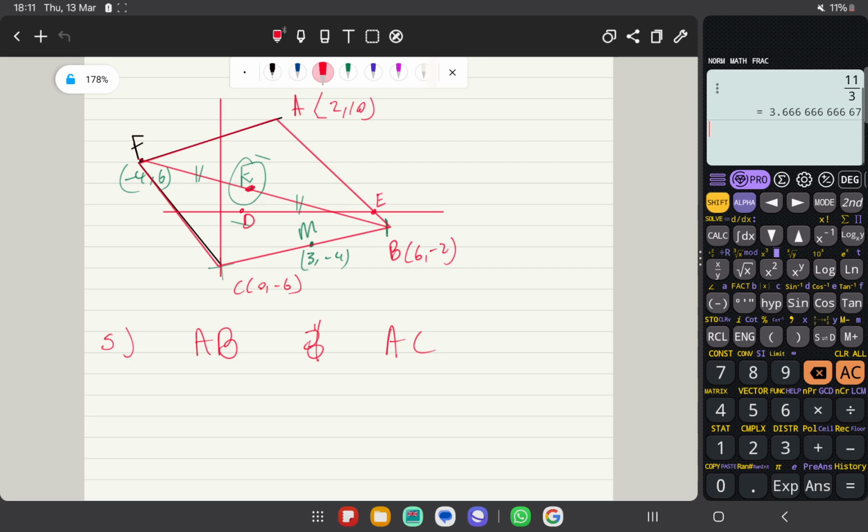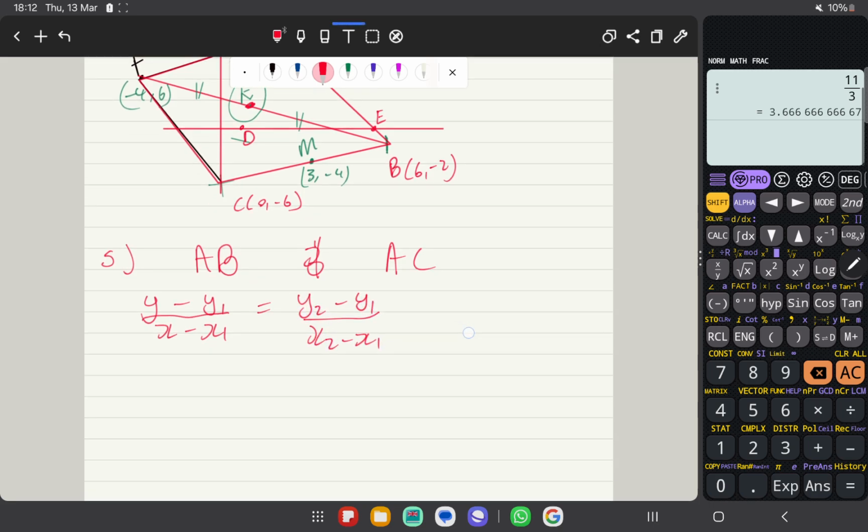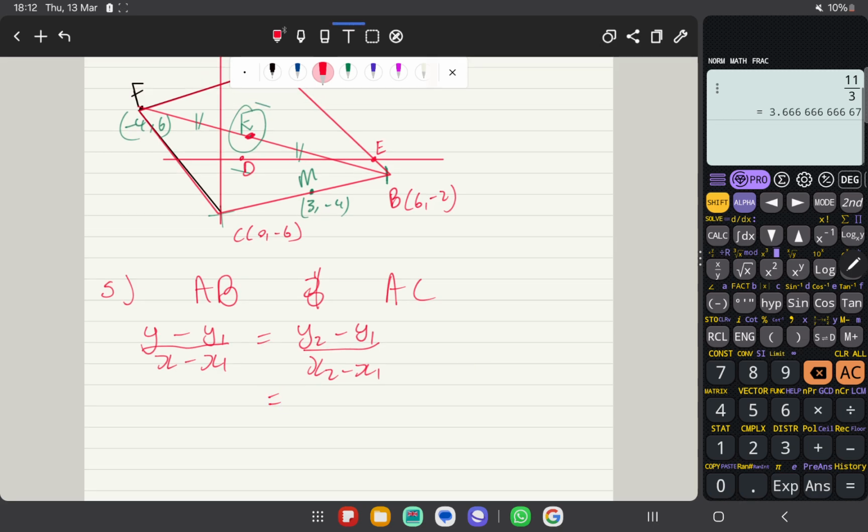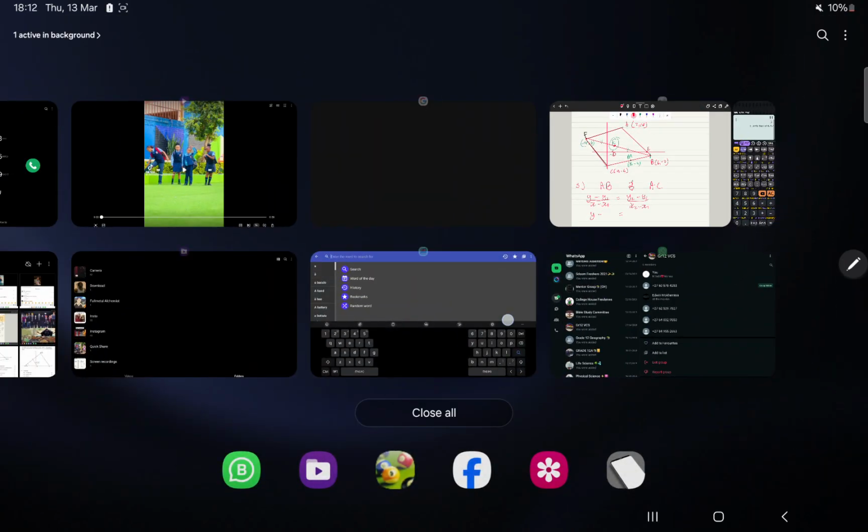So let me start with AB. In this example, I don't have my gradient, so I can use the formula: y minus y1 over x minus x1 equals y2 minus y1 all over x2 minus x1. Using that formula, I substitute. So this is AB.